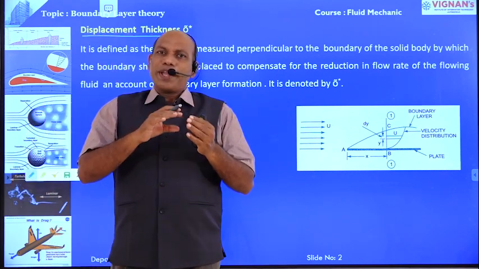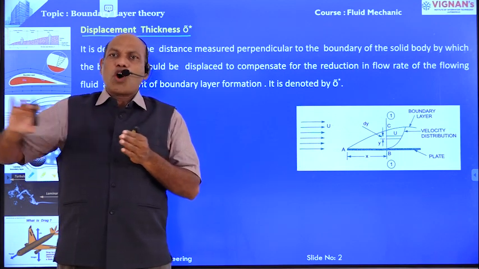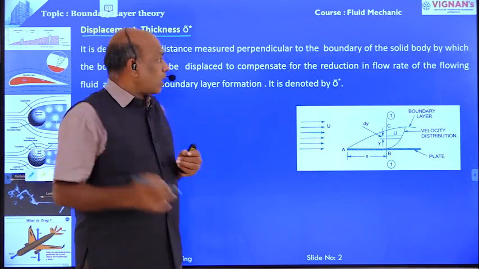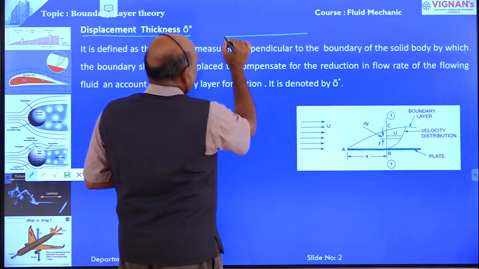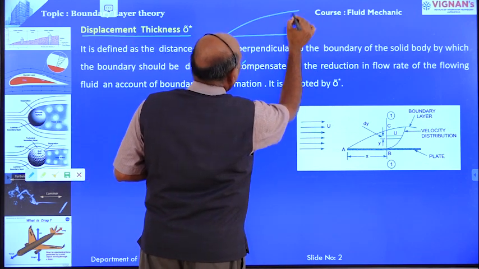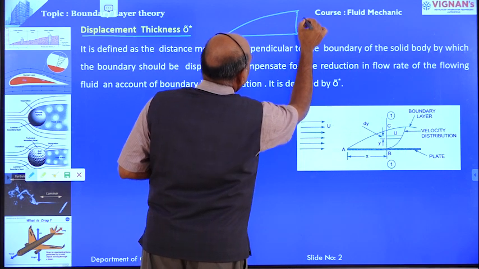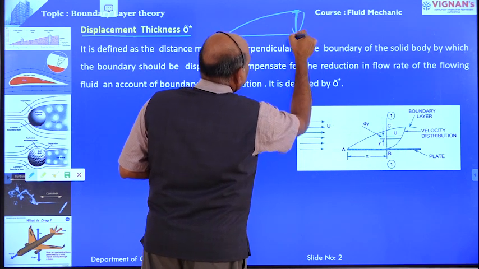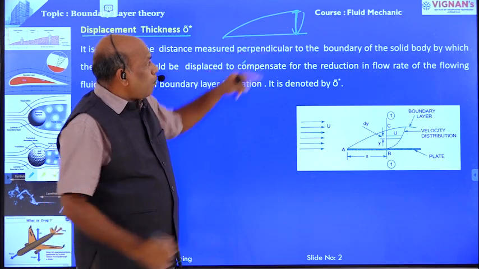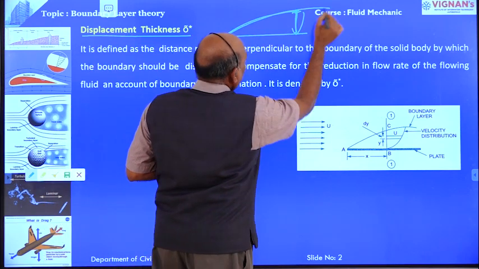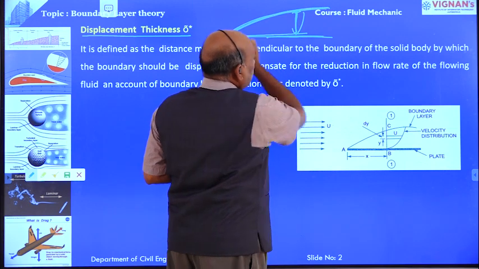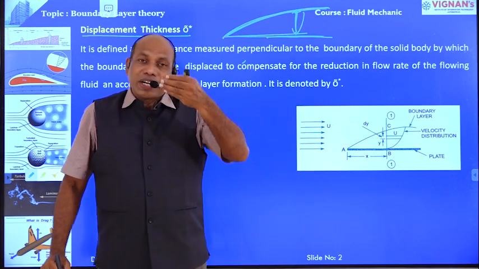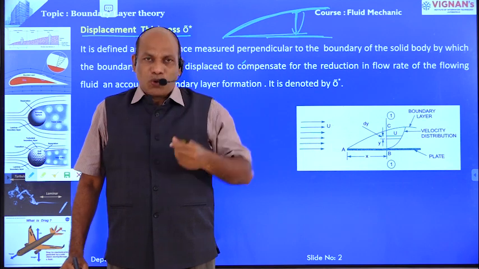If water or liquid is flowing over a solid body, there is a formation of a boundary layer. This is the boundary layer, and this is the solid body. Because of the formation of the boundary layer, there is a reduction in the rate of flow.